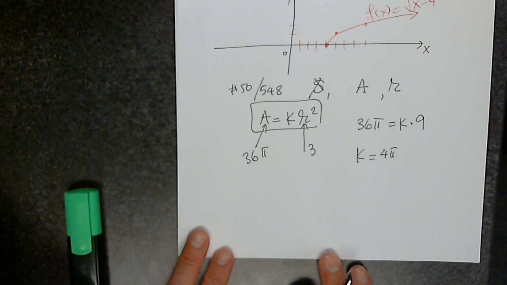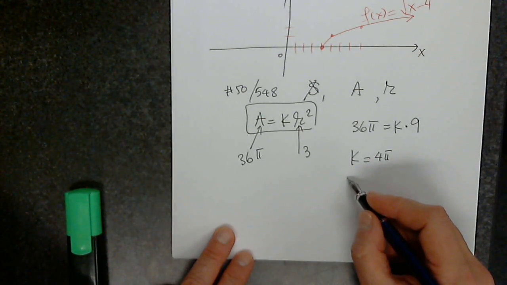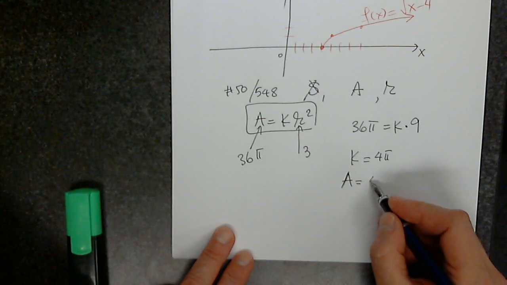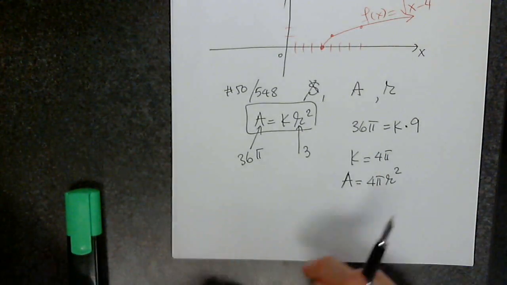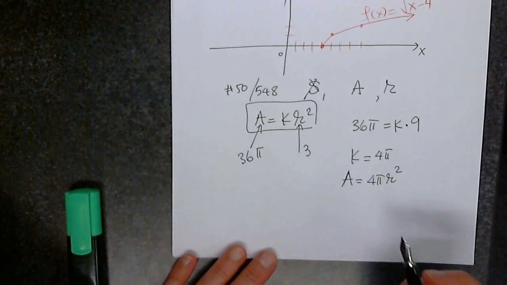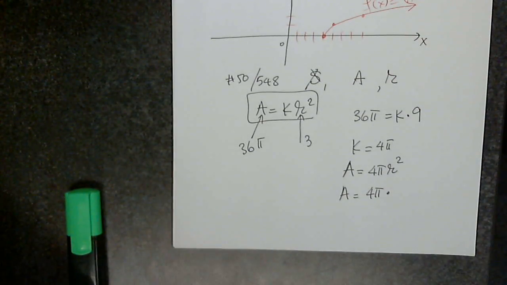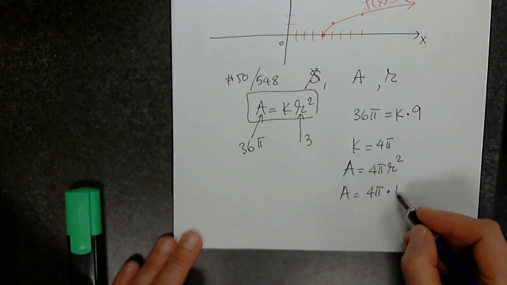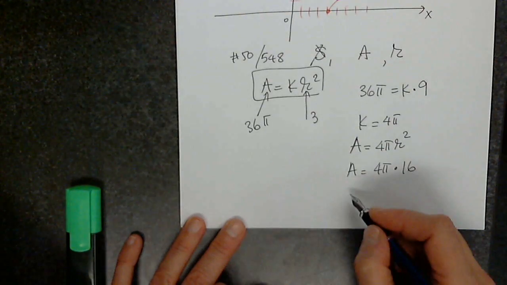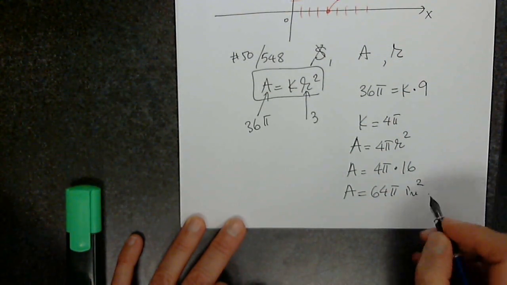I have to go back and write the equation again with what I found out. So what would be the equation now? A equals. Excellent. Now I can read on. Find the surface area when the radius is 4 inches. Perfect. So the area is 64 pi inches squared.